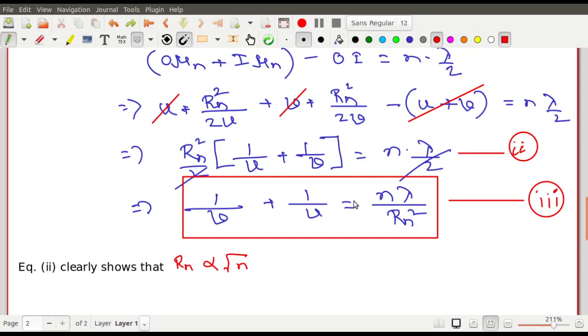Comparing with the standard equation of convex lens forming real image, you can write the focal length to be like this.